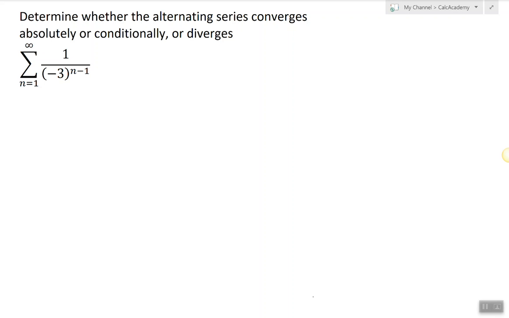In this video, we'll show how to determine whether an alternating series converges absolutely or conditionally or diverges. That is, we'll discuss how to use the alternating series test. First, we have to identify that we have an alternating series. That is, let's pull the alternating component from the expression in the series.